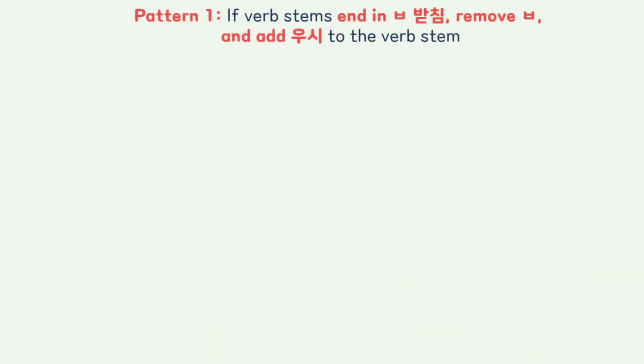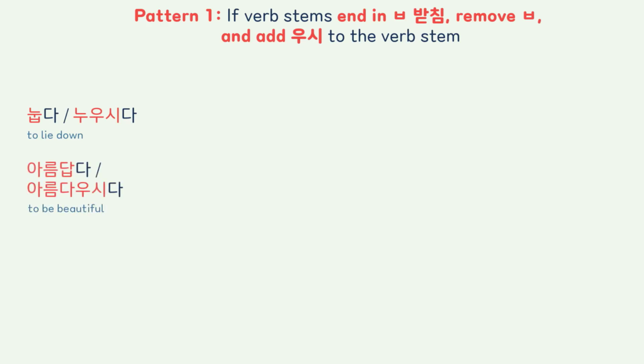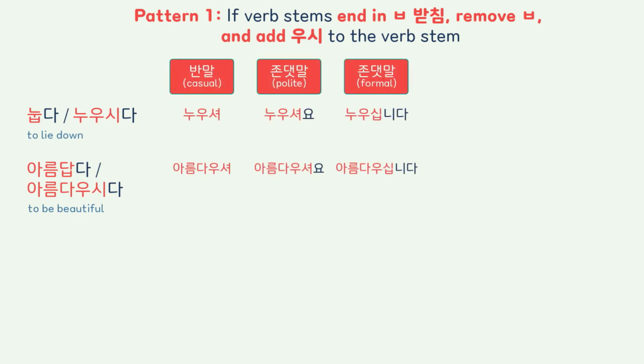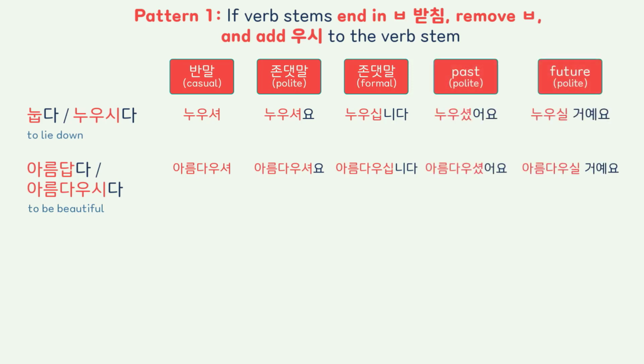Now, another irregular pattern with honorific verb conjugation is when the verb stem ends in a 비읍 받침. When the verb stem ends in a 비읍 받침, we remove the 비읍 and then add 우시 to the verb stem. Here are two examples. 눕다, 누우시다. 아름답다, 아름다우시다. So as you can see, the 비읍 받침 is removed, and then we add 우시 to the verb stem. Also, the way we change them into different levels of formality and tenses is exactly the same as when the verb stem ends in the vowel 이.